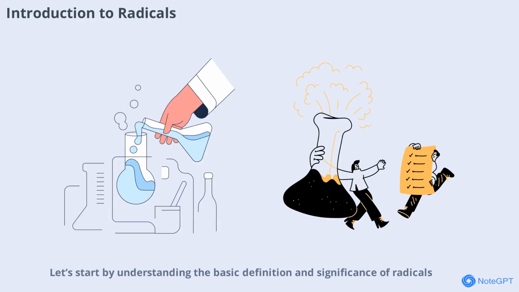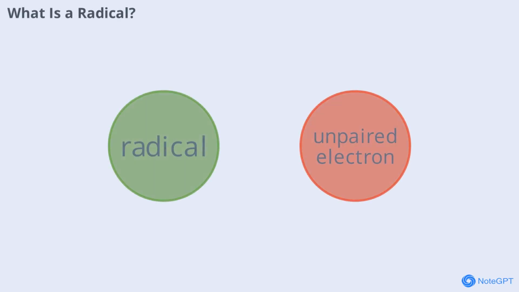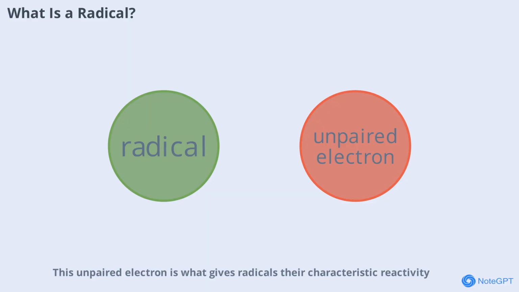Let's start by understanding the basic definition and significance of radicals, setting the stage for a deeper exploration into their behavior and roles. A radical in chemistry is any species, be it an atom, molecule, or ion, that contains at least one unpaired electron. This unpaired electron is what gives radicals their characteristic reactivity. Unlike most stable molecules, which have paired electrons, radicals are always on the lookout for another electron to pair up with. This search for stability drives many important chemical reactions, making radicals key players in both organic and inorganic chemistry.